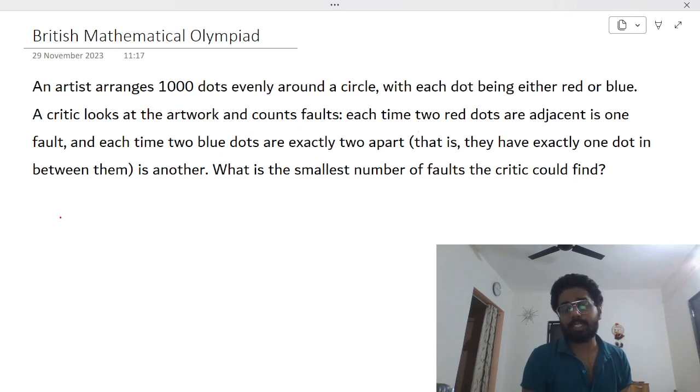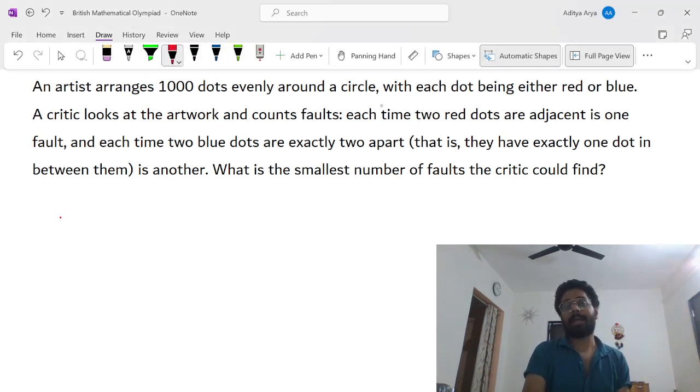An artist arranges 1,000 dots evenly around a circle, evenly meaning they have equal gaps between them, with each dot being red or blue color. It is nowhere mentioned how many red dots or how many blue dots we are having over here, right? So with the given information, it totally depends upon me how many red dots or how many blue dots I want to use.